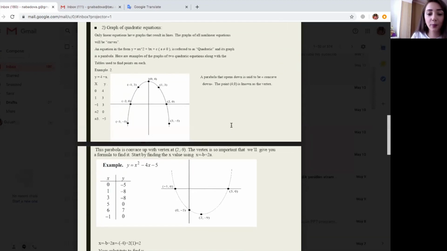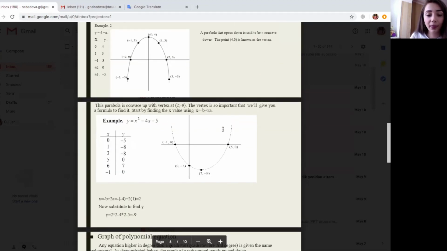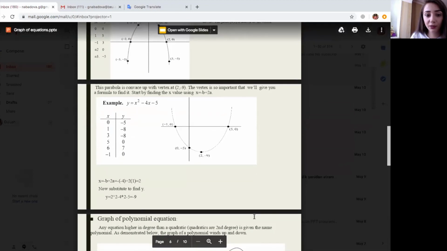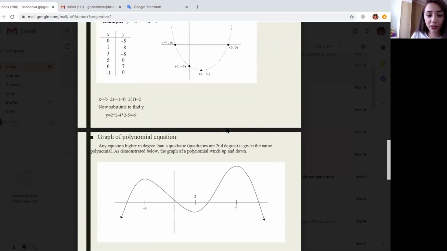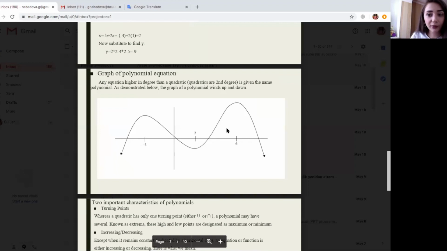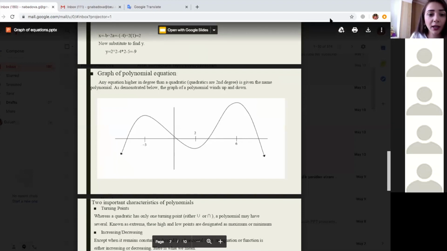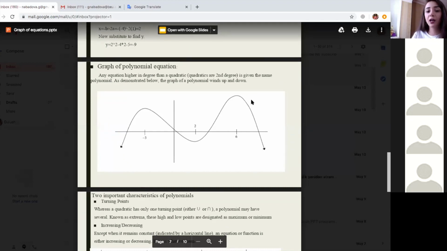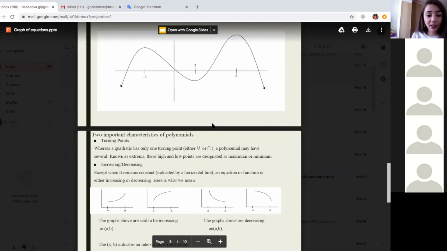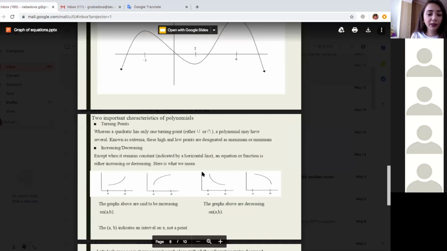Yes, here is the example of quadratic equation. And the graph of polynomial equation is also shown here. Any equation higher in degree than a quadratic is given the name polynomial. Yes, as demonstrated below, the graph of a polynomial winds up and down. And two important characteristics of polynomials: turning points, increasing, decreasing, perfectly shown.